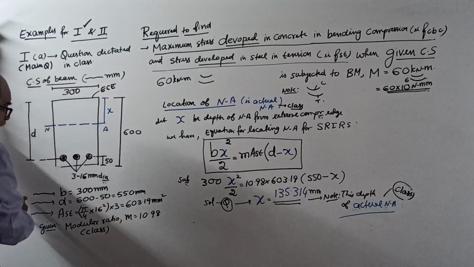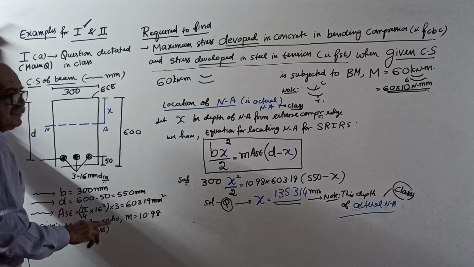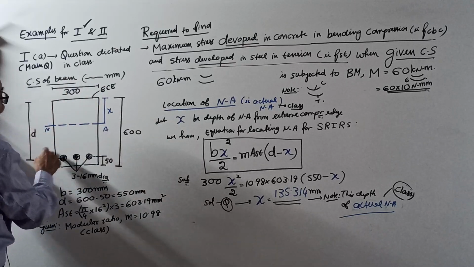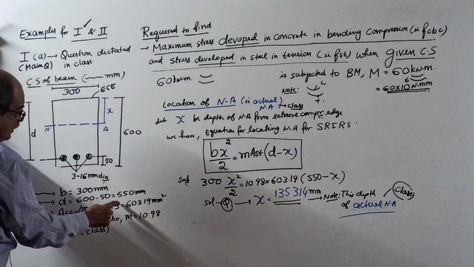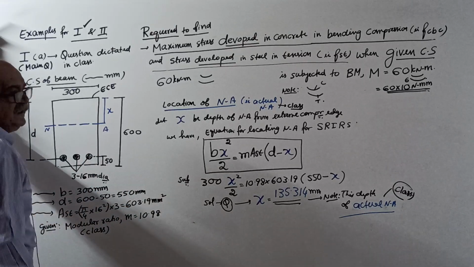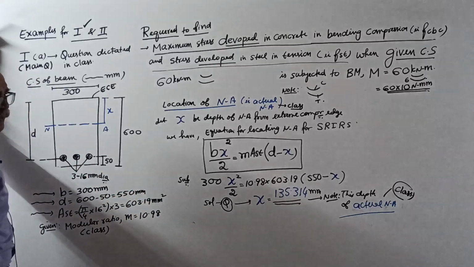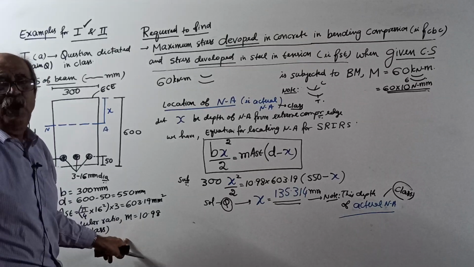You write here correctly. Breadth or width of the beam B, 300 millimeter. Effective depth D, 600 minus 50. Why? Directly effective cover given. 550 millimeter. Area of steel in tension, AST, pi by 4 of 16 square into 3, 603.19. In the question given, modular ratio M equal to 10.98.